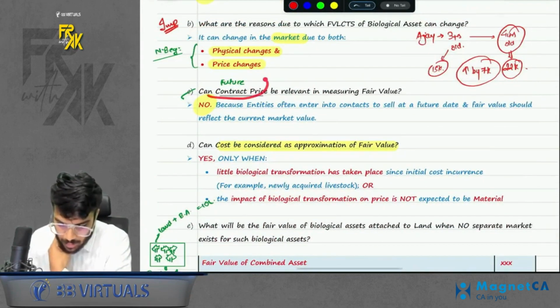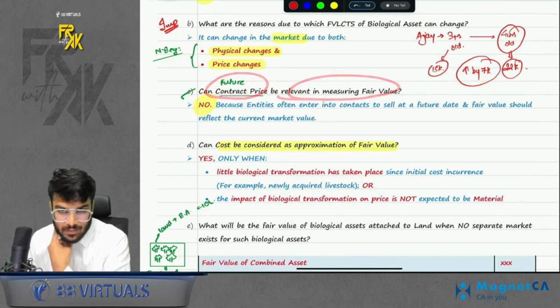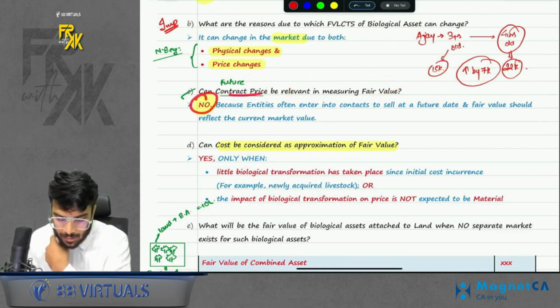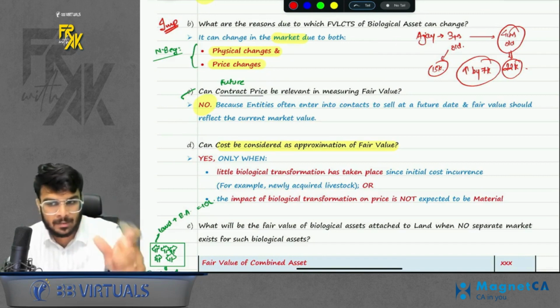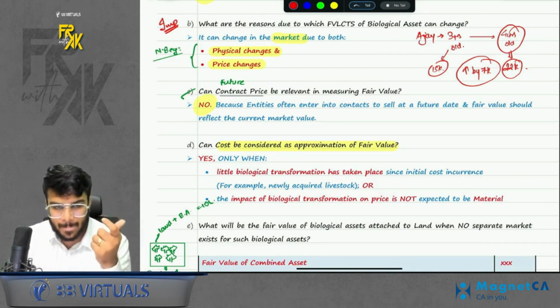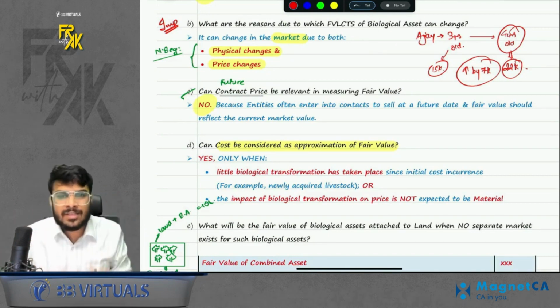Next, can contract price be relevant in measuring the fair value? The answer is no. Why? Because contract price is the future price. If you fix a contract that I will sell you milk after 6 months at a certain price, this is future price. Future price cannot be considered as today's fair value.